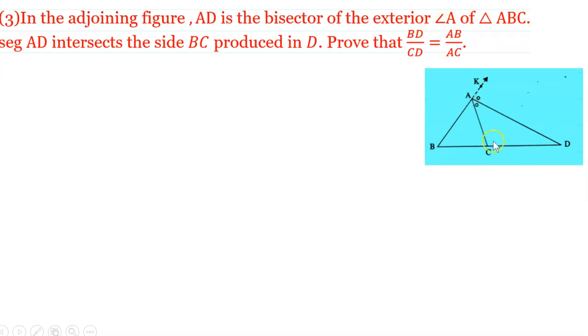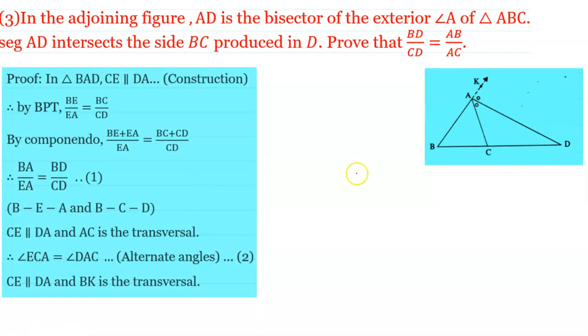म्हणजे आपण इथे ABC हा ट्रायंगल कन्सिडर केलेला आहे आणि त्याचा AD हा कसा आहे? Angle CAK is the exterior angle. AD is the angle bisector of the exterior angle of the triangle ABC. Okay. Segment AD intersects this side BC produced. आपण BC जर वाढवली तर ती कुठे D मध्ये intersect होते. Then prove that BD upon CD is equal to AB upon AC.